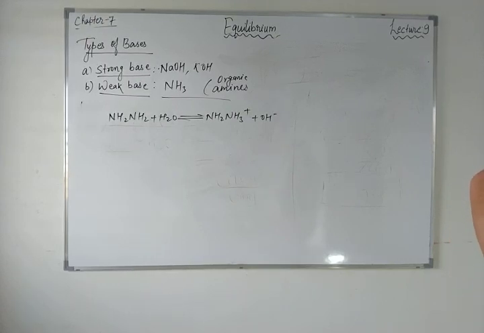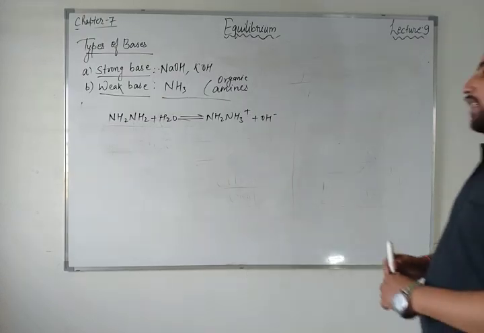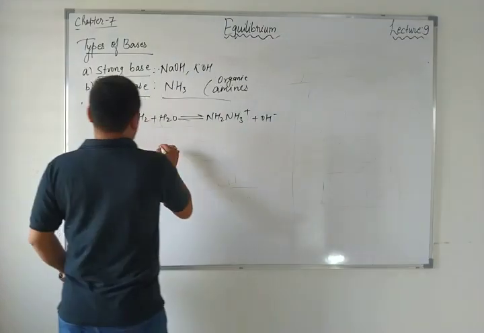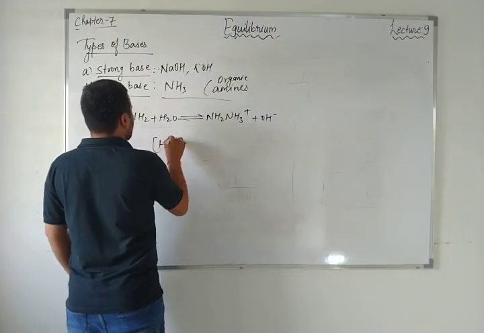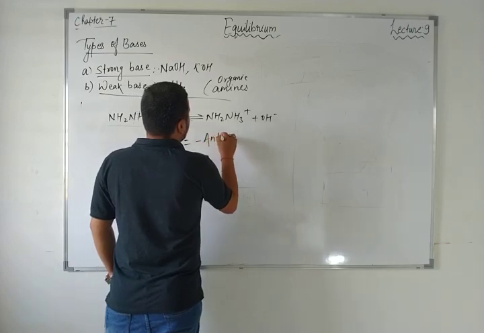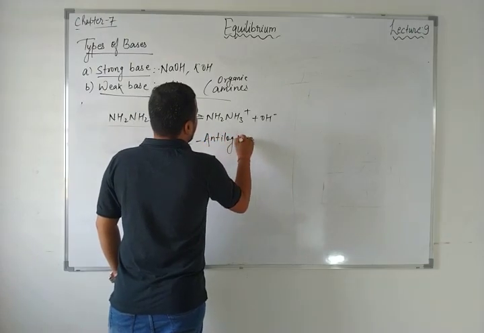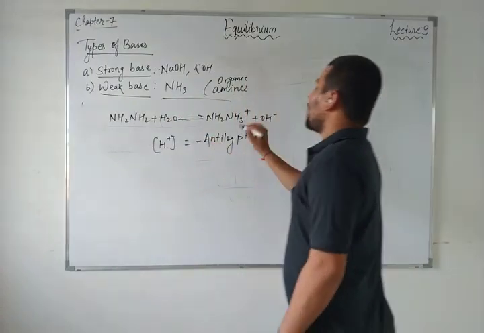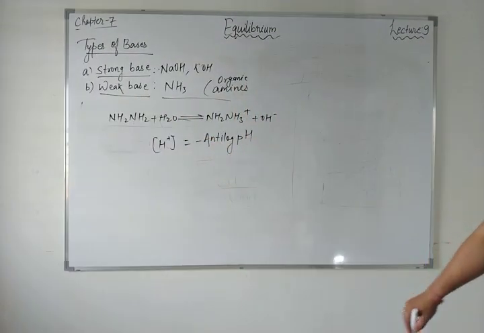And here, as we know, H plus is antilog of minus pH, right? So if you know the log values, then it's very easy. The H plus concentration is the antilog of minus pH. Can you write this? Yes, definitely we can write.